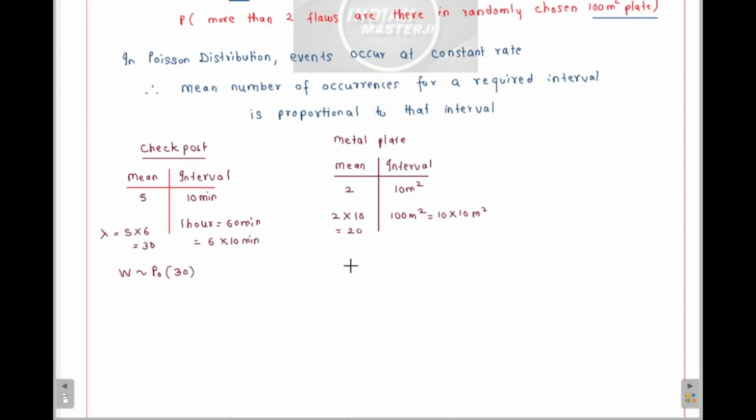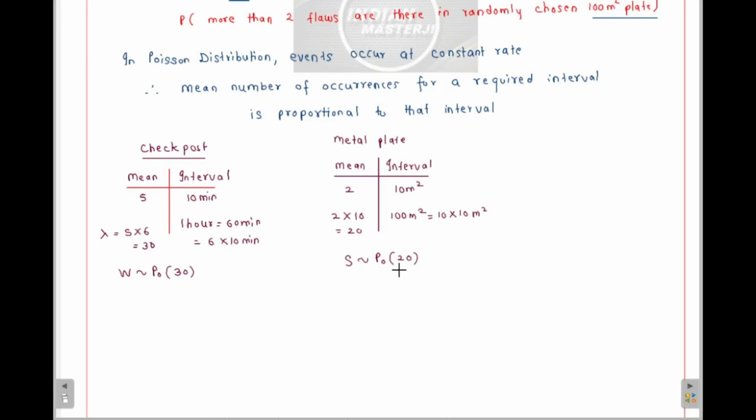Now again, we can take a new letter, like S, where S represents the number of flaws in a randomly chosen 100 meter square plate. And this number of flaws will follow a Poisson distribution with a mean value of 20 for that 100 meter square on an average. So by changing the interval, we can change the mean, because the events occur at a constant rate. The mean gets proportional to the interval which we take.